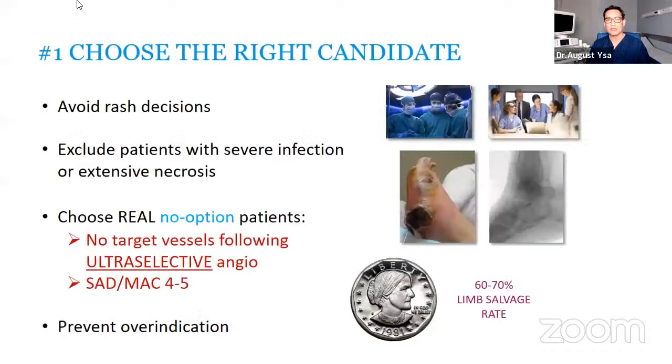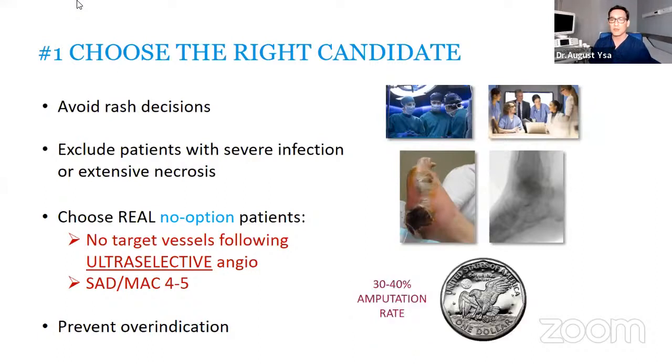So let me start with my presentation about tips and tricks with regards to percutaneous DVA. These are my disclosures. My first tip is to choose the right candidate. Don't be in a rush, because this is not for acute limb ischemia. Take your time to choose an appropriate candidate, exclude huge infection or severe necrosis, and choose real no-option patients, because you may feel tempted to over-indicate the procedure. But always keep in mind that the 60 to 70% limb salvage rate reported in the literature has the other side of the coin, which is 30 to 40% amputation rates.